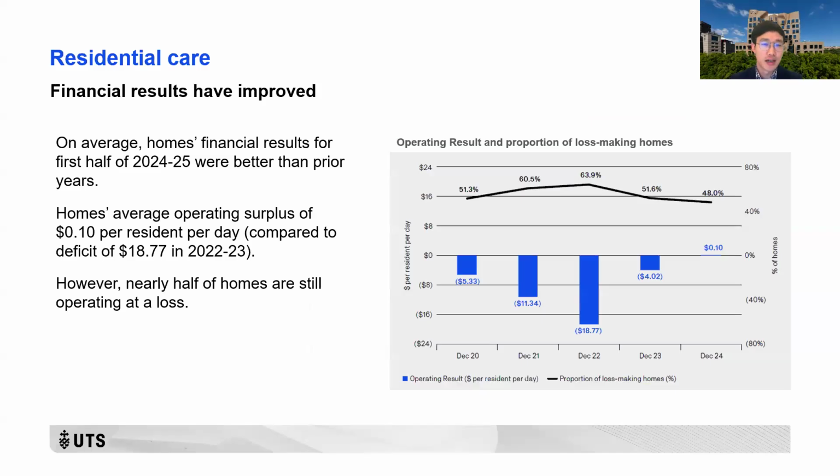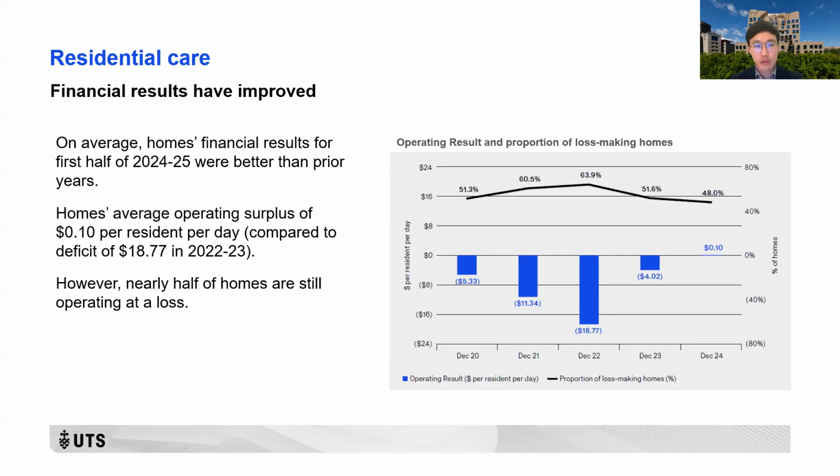So we have good news. We can see an improvement in the financial performance of residential aged care homes. The operating result has improved compared to last year, increasing from a deficit of $4 earlier to 10 cents per resident per day, which is basically very, very close to the break-even point. And compared to 2 years ago, with a deficit of $18 in 2022, this is much of a big improvement.